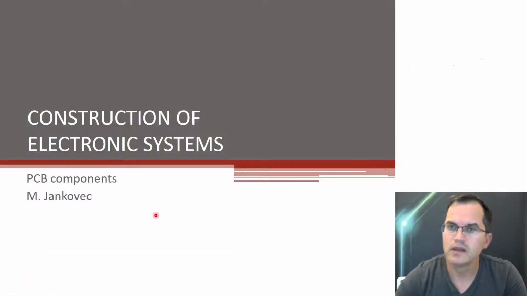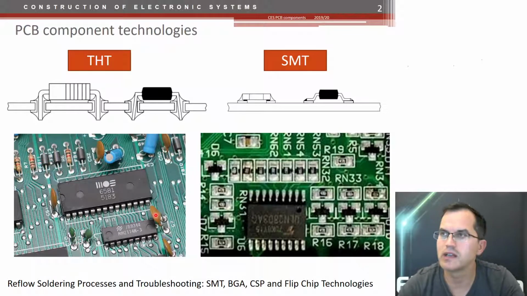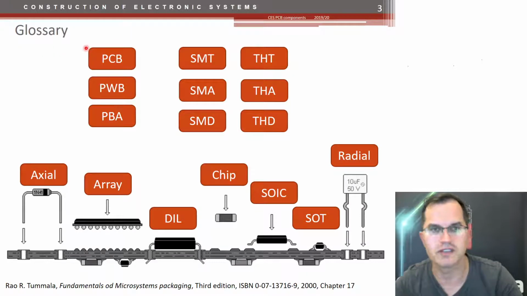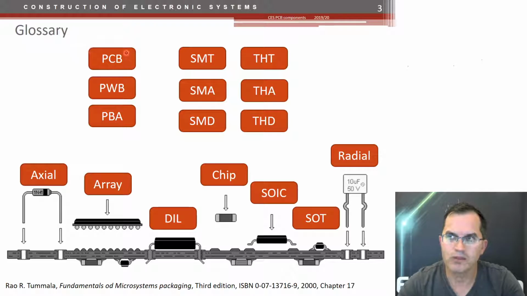Okay. First of all, of course you know that we have through-hole technology and we have surface-mounted technology. But also you should know that there are several abbreviations used in this area, so at least you should know what they mean. Printed circuit board, printed wiring board. This is the same thing, but two different names. Printed board assembly process. Then we have technology, assembly, and devices. So these are all devices we'll talk about today.